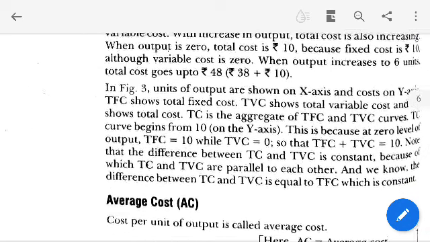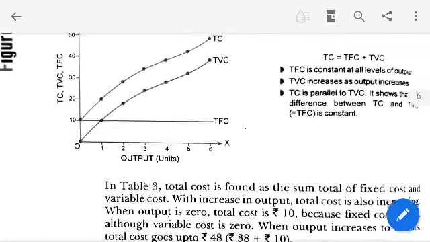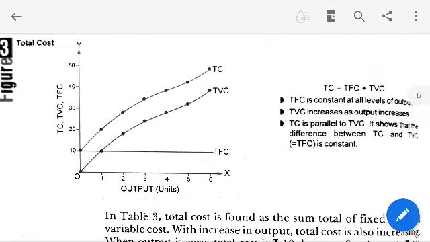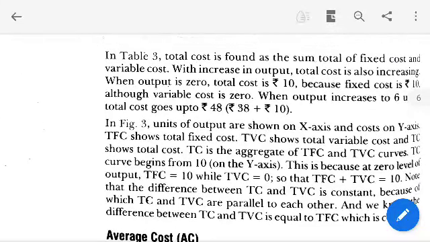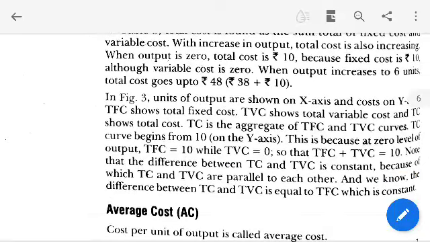In figure 3, units of output are shown on x-axis. You can see on this diagram that units of output are shown on x-axis, and total variable cost, total fixed cost, and total cost curves are shown on y-axis. These three costs are shown on y-axis. The TFC curve shows total fixed cost, TVC shows total variable cost, and TC shows total cost. Total cost is the aggregate of total fixed cost and total variable cost.